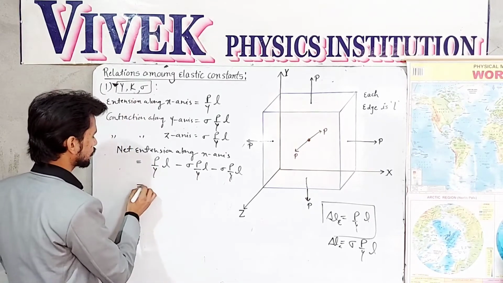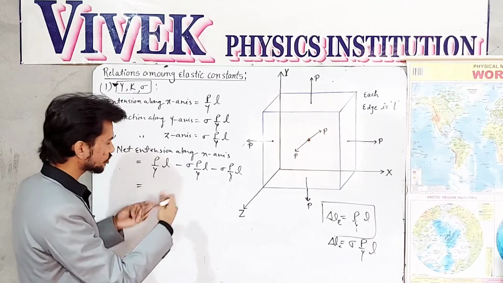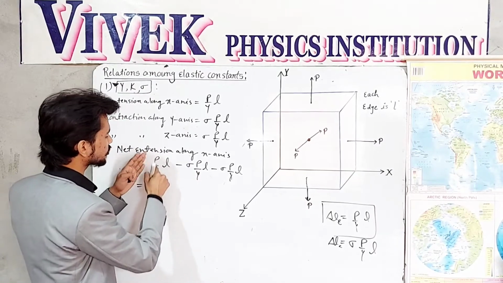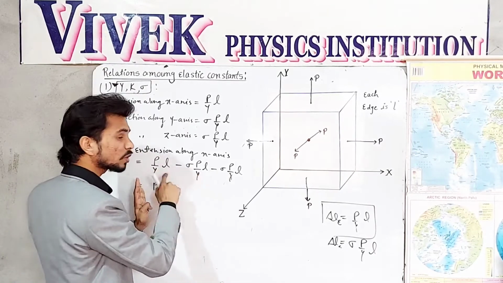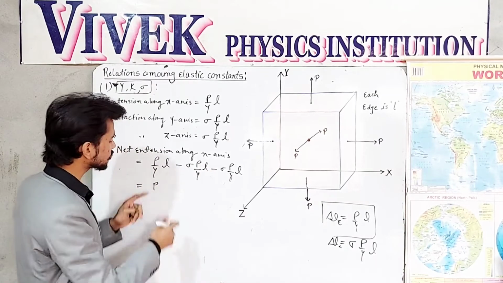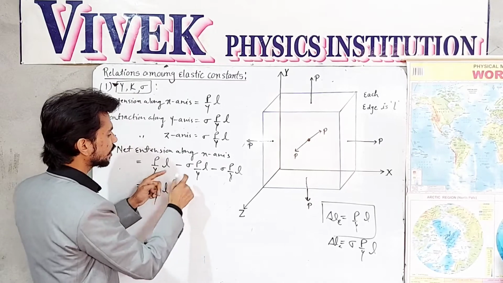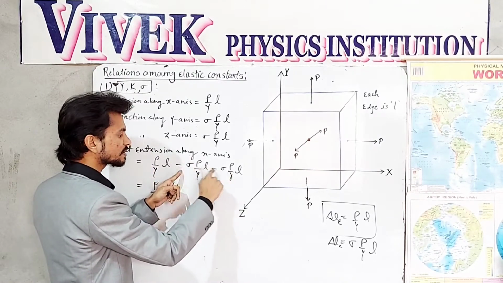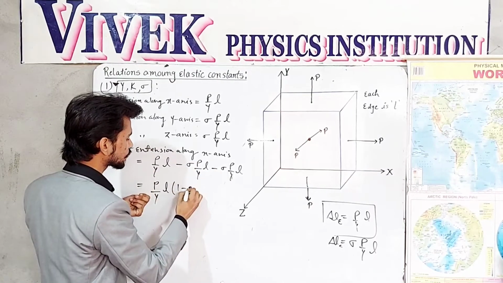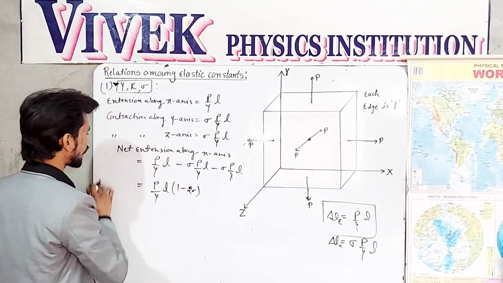By rearranging the terms, you can take P over Y times L common, because it is appearing in all three terms. So this is P over Y times L, and these are the two factors: 1, and sigma and sigma become 2 sigma. This is what we have as the final extension.